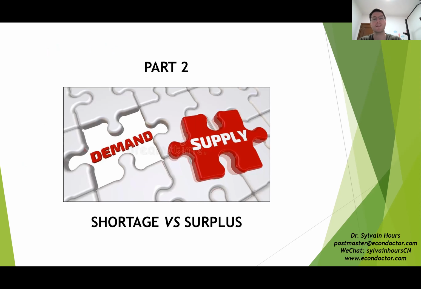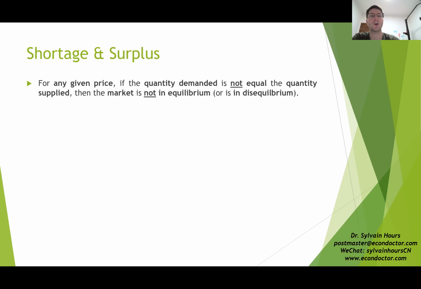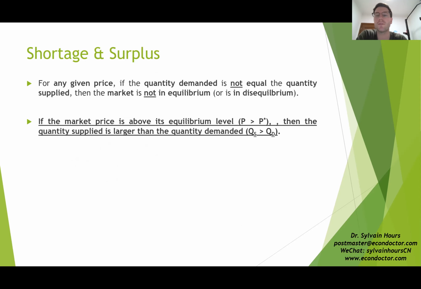The next part in this PPT is to understand the concepts of shortage or excess demand and surplus or excess supply, which is simply something that happens whenever the market is not in equilibrium. Whenever you have a market that is in disequilibrium, it's either that the price is too high or too low. By too high, I mean larger than its equilibrium level, and too low, I mean lower than the equilibrium level.